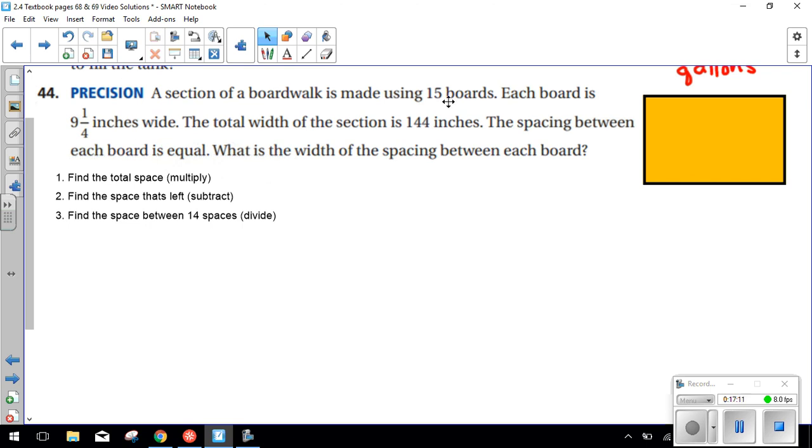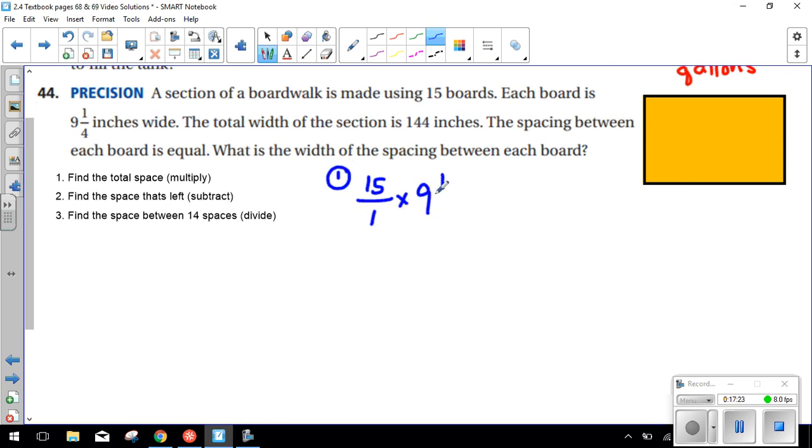So I have 15 boards, and each board is 9 1/4 inches. So I'm going to take 15 over 1, so this will be step 1, and I'm going to times it by 9 1/4. So guess what we're going to do with this number? Make it improper. So 15 over 1 times 36 plus 1 is 37 over 4.